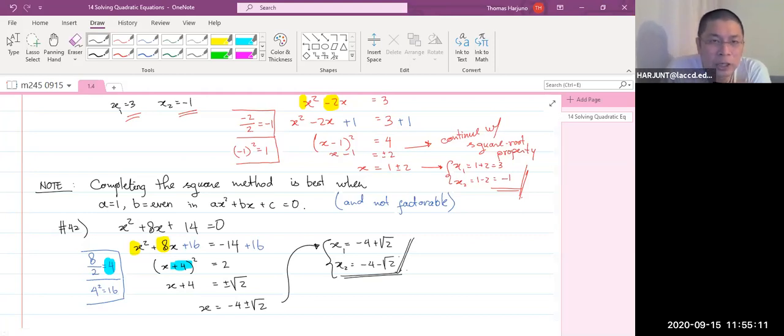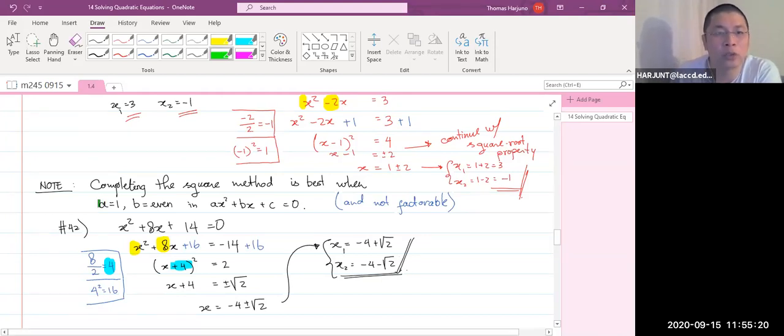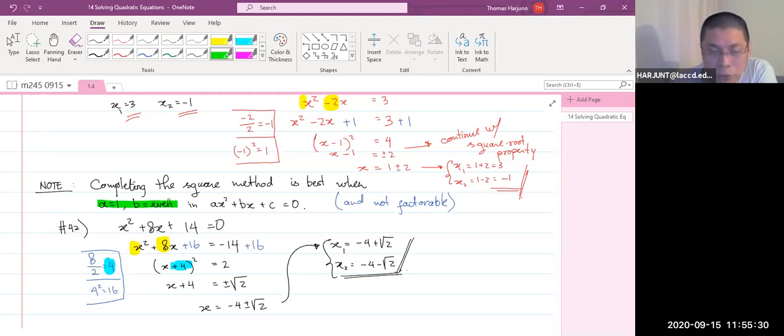Now, I said earlier that the completing the square method always works. However, only when the leading coefficient is 1 and the coefficient of x is even will it work best. Now, I will do example question number 44 just to show you that completing the square can handle all quadratic equations, even though in that case, it will not be the best method.